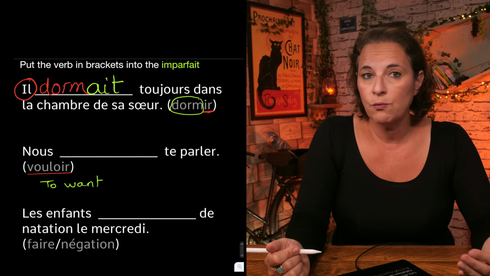Okay? But we want to put this into the negation. So in order to do that, we want to add ne in front of the verb and pas after the verb always when you use ne pas, not. So les enfants ne faisaient pas de natation le mercredi. And that means the children did not do or didn't used to do or were not doing swimming on the Wednesday.